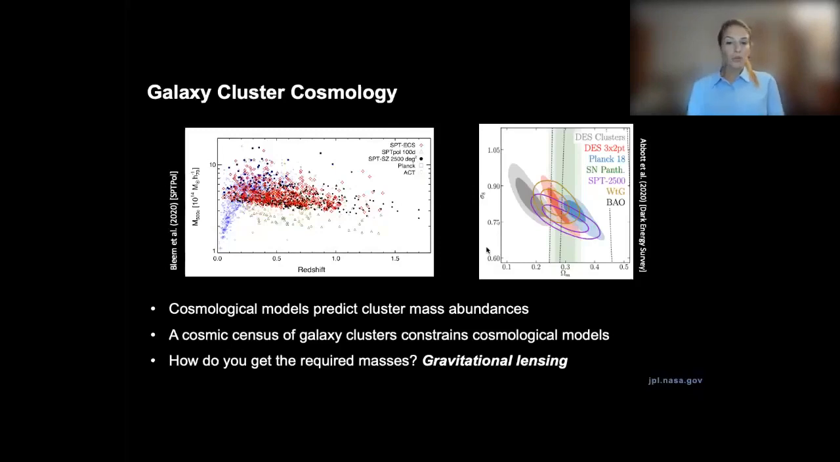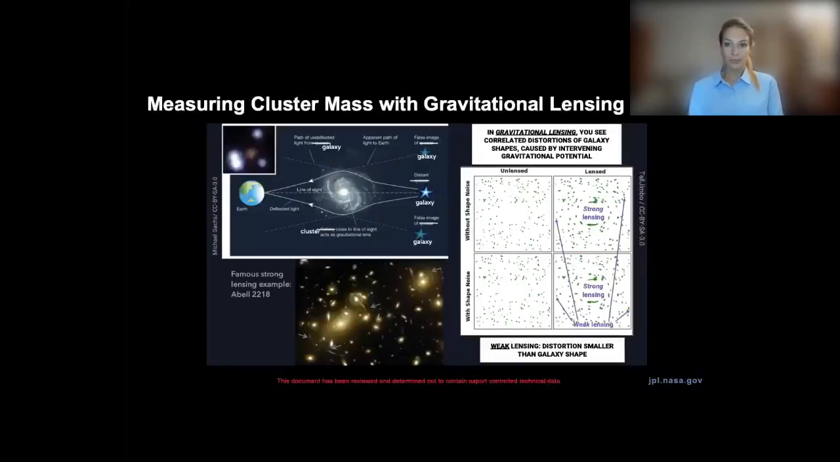How do you get these required masses? How do you weigh a galaxy cluster? Well, through an application of general relativity. You can measure galaxy cluster masses through their gravitational lensing signal. To explain, here's a picture I borrowed from the internet and fixed slightly.